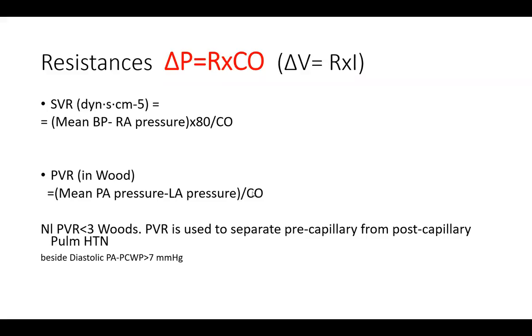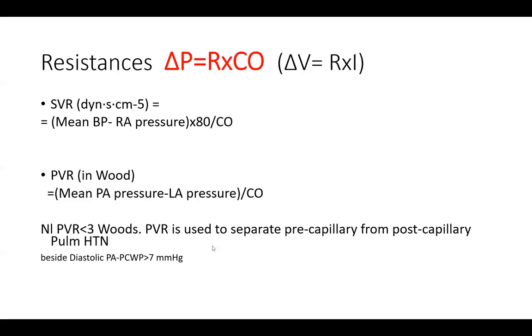Now, if you don't have LA pressure, of course, we use wedge pressure, mean wedge pressure, which as I mentioned last time, correlates well with mean LA pressure. Or you can use LVEDP as well, despite some discrepancy, but it's a reasonable discrepancy and you can use it. You need to know the normal number. We use 3 Wood units as a cutoff, and this is used to separate pre-capillary from post-capillary pulmonary hypertension.